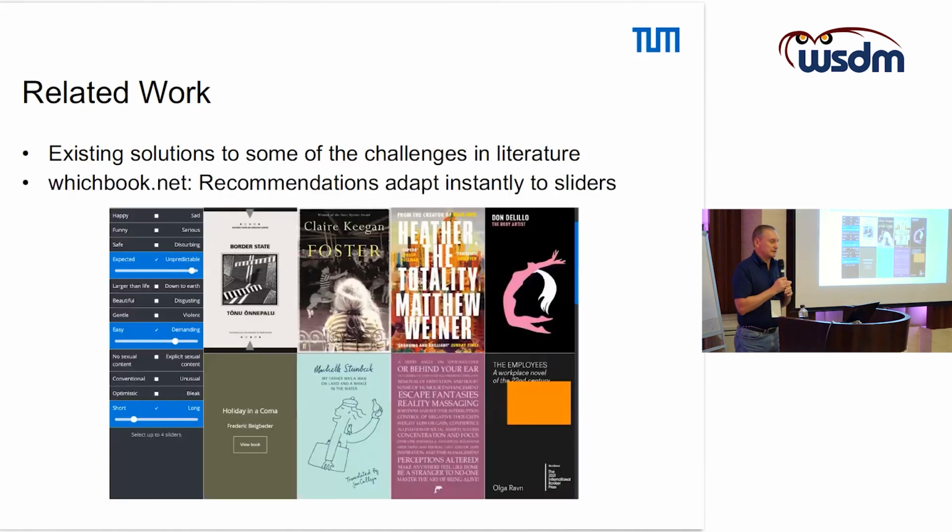The first one is whichbook.net. The interesting part is you have some sliders on the left-hand side and some books on the right-hand side. Once you move the sliders and activate them, the books that are recommended immediately change. So the application immediately adapts to these sliders on the left. We also employed a similar interaction pattern.